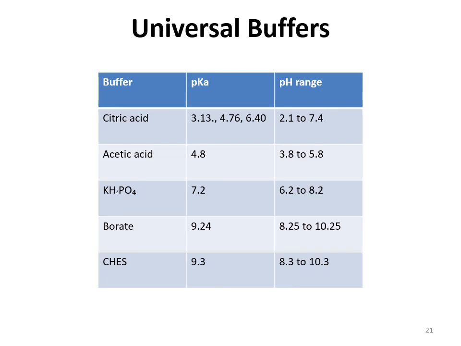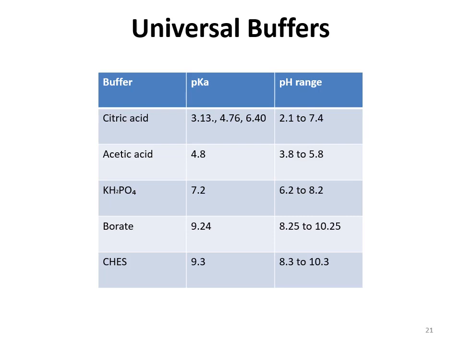The pH range of citric acid is 2.1 to 7.4. So from 2.1 to 7.4, it has buffering capacity. Acetic acid, the pK value of acetic acid is 4.8 and its pH range is 3.8 to 5.8.